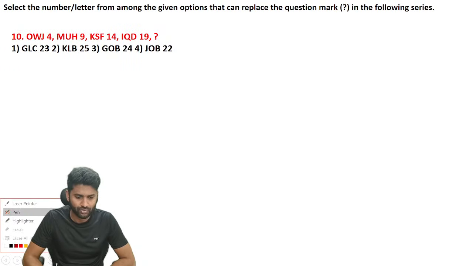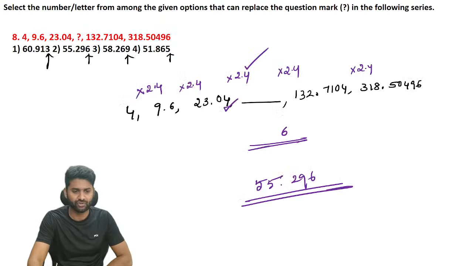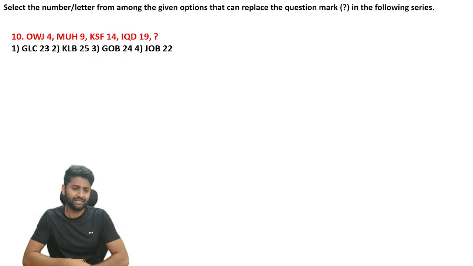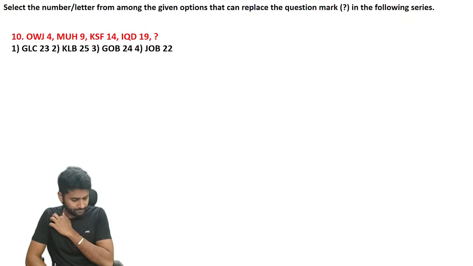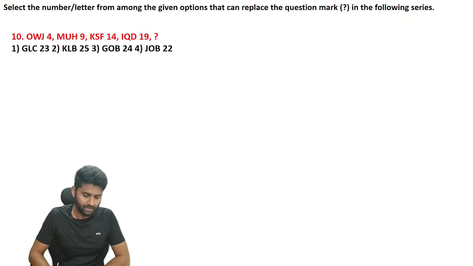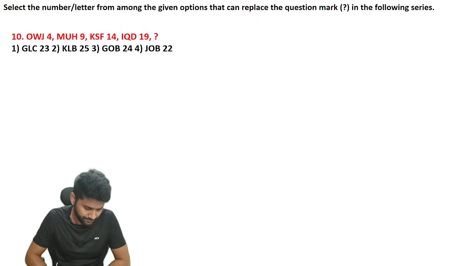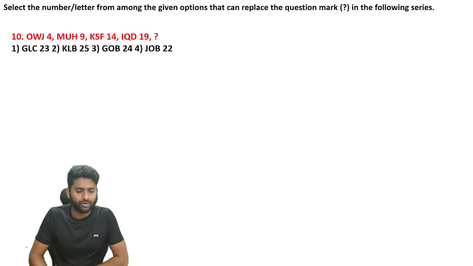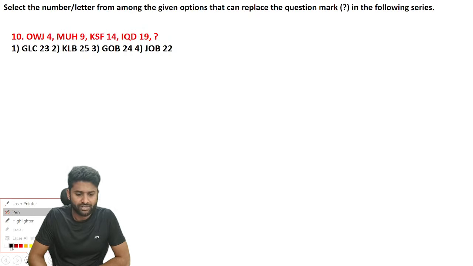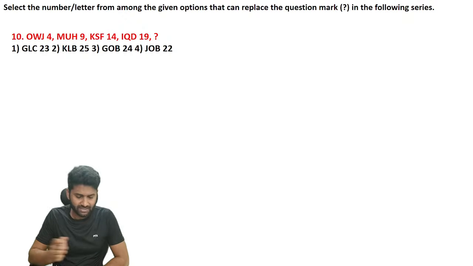Next. Let's move on to the next question. Again, it is a combination of letters and numbers. Let's solve this question. Guys, 23, 25, 24, 22, all are different numbers. Just find the logic in numbers. Leave the elements. It's again time consuming.